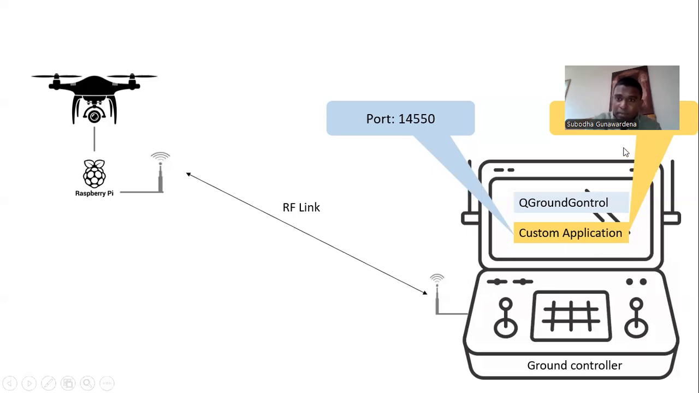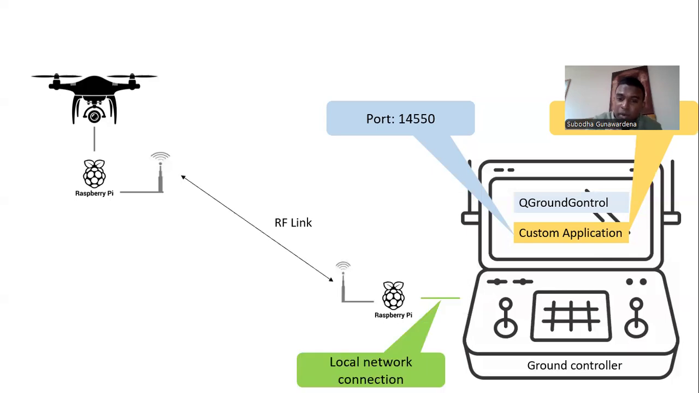So for that, what I'm trying to do is to have a Raspberry Pi here, and in the Raspberry Pi I'm running my MAVProxy, and that MAVProxy will route the packets to this QGroundControl application and the custom application. So these two can be connected directly through a wire, or they can be connected through the local network. So I'm having a local network running. This Raspberry Pi is connected to the router. This ground station is also connected to the router. So through the local network connection, these two are connected, so I can route the packets, right?